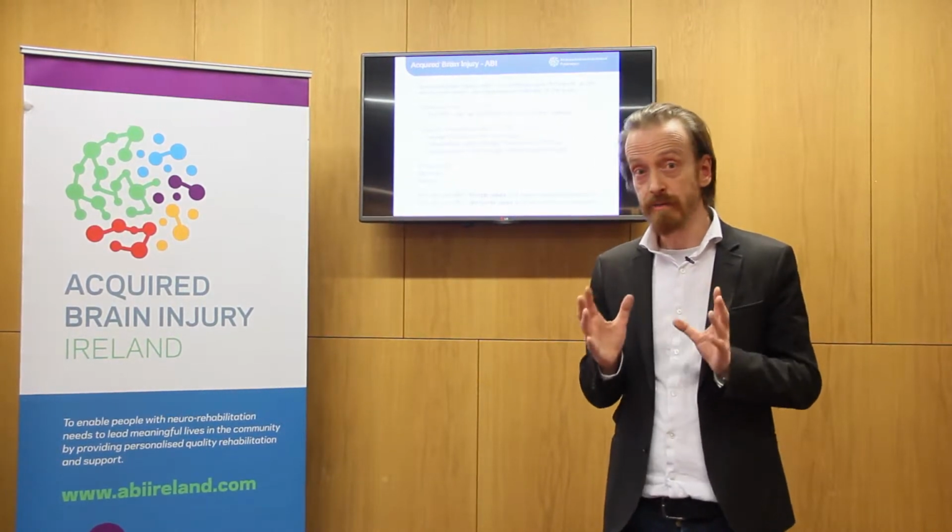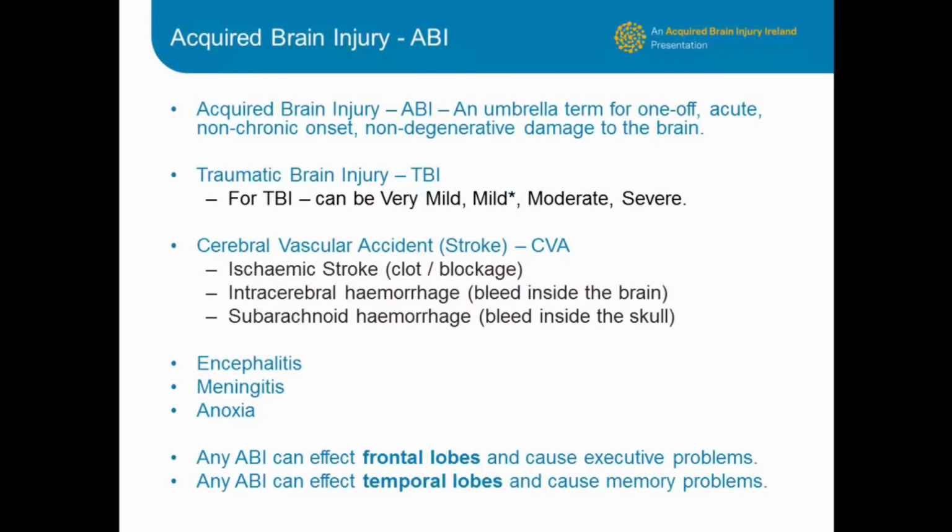In terms of the client groups we work with, probably about 45% of people would have traumatic brain injuries, which they classify as mild, moderate or severe, and those are your falls and assaults and car crashes. And then we work with probably another 40% of people who've had strokes. So also called cerebral vascular accidents, and there's three types.